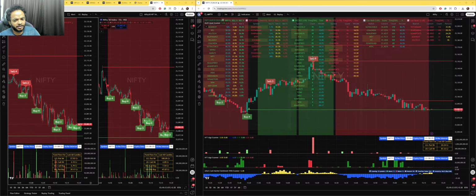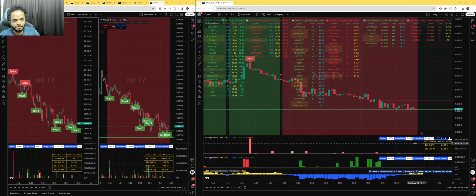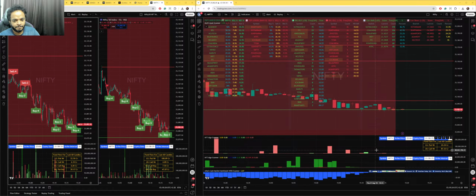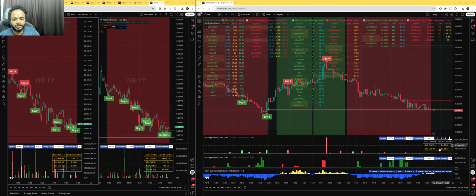In model 1 there was no significant position after this one. You can see the last 1 hour in model 1, so call writing, and look at the put writing amount. There's a huge difference.